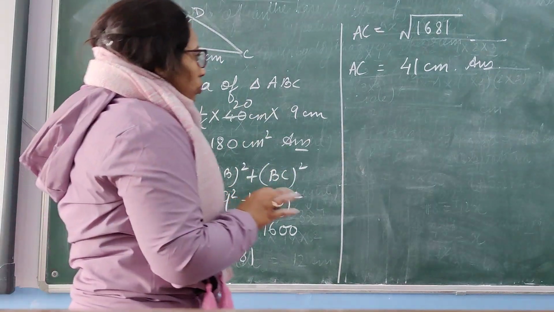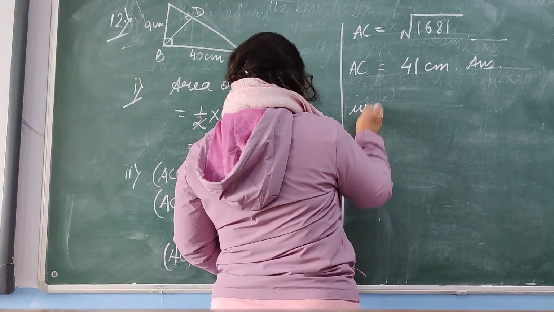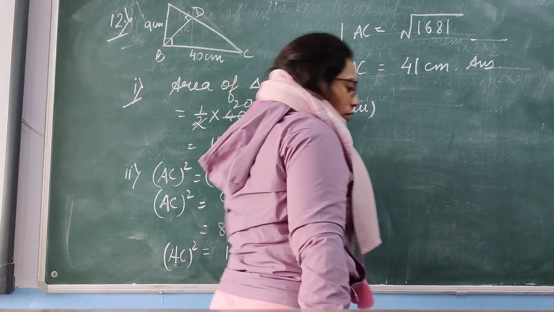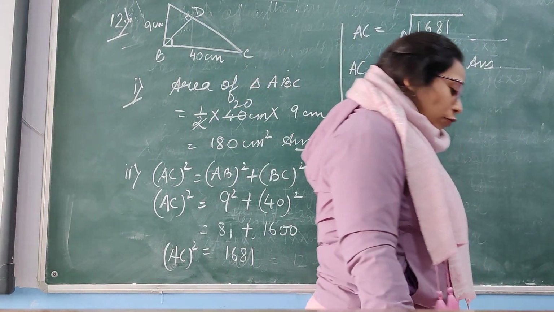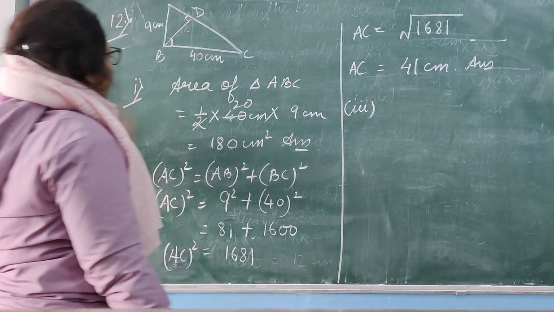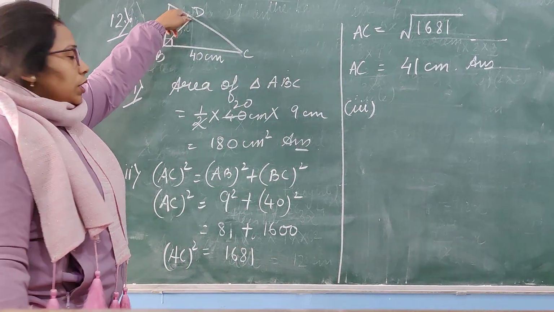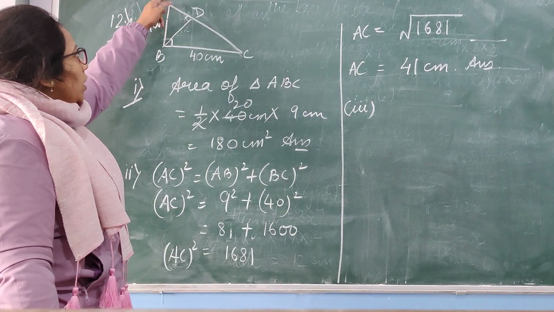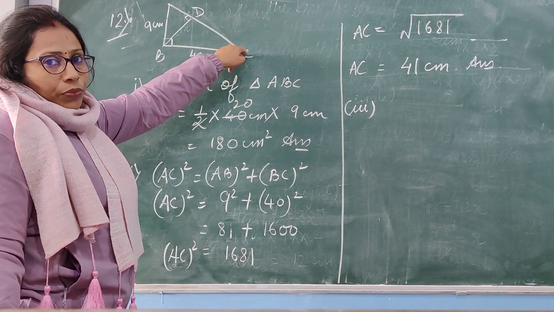Okay. Now let's see the third part. Third part of the question says we have to find out the length of BD correct to 2 places of decimal. We have to find out the length of BD. Now if you see that BD is a perpendicular to AC, है ना?